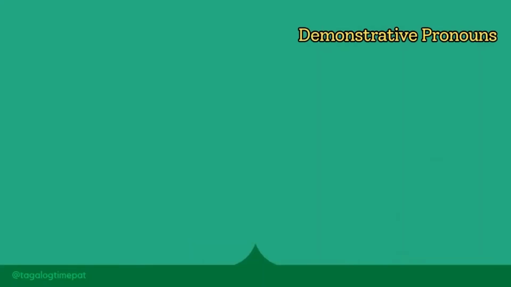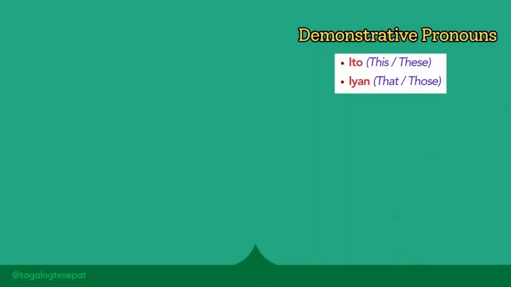All right, now let's practice with some demonstrative pronouns. Ito means this or these. Yan means that or those. If you wanted to say, this is mine, it would be, sa akin ito. Or, you might hear, sakin to. So a lot of people just put all the words together or shorten it. Sakin to, this is mine.